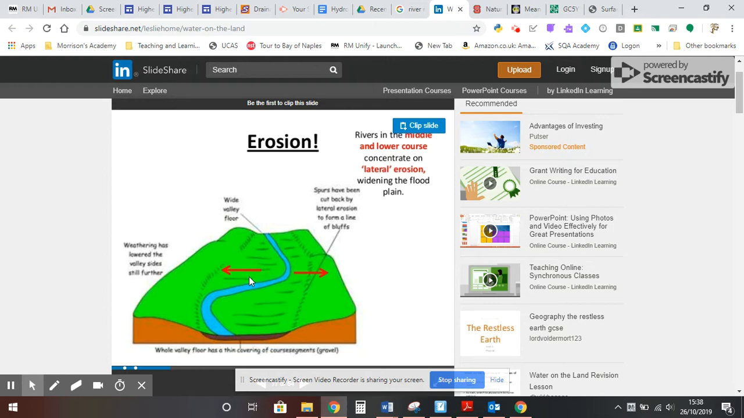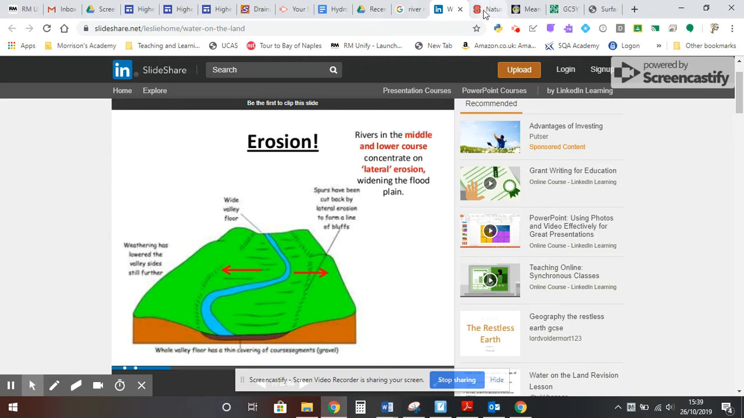And now, just so you know, lateral erosion is where the river channel starts to shift sideways, eroding laterally across the landscape, or you might call it horizontally, rather than vertically, which is what it's doing in the upper course when it creates the V-shaped valley. So in the lower course, which is where these meander bends are formed, it's starting to erode laterally.